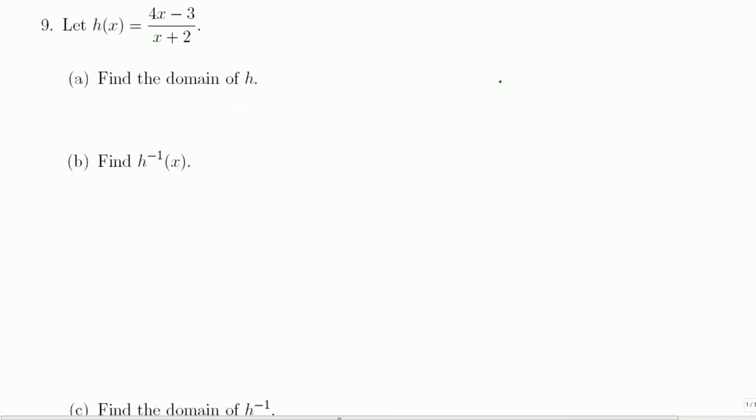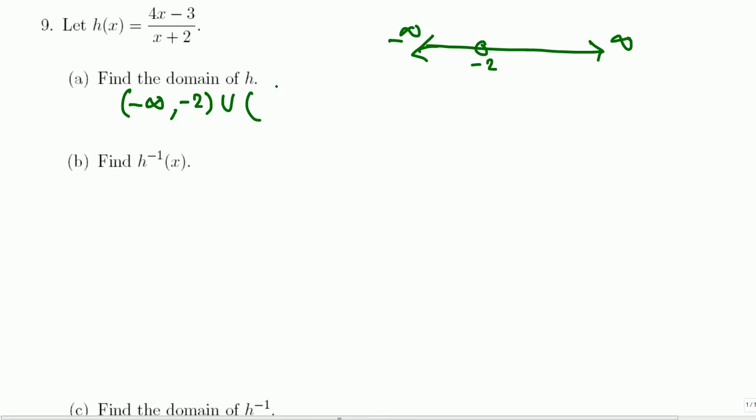So we write it in this way. Here is the domain: all reals, -∞ through infinity, except -2, because -2 makes the bottom 0. So the domain is -∞ through -2 union -2 to +∞, which is the same as saying all reals but -2.